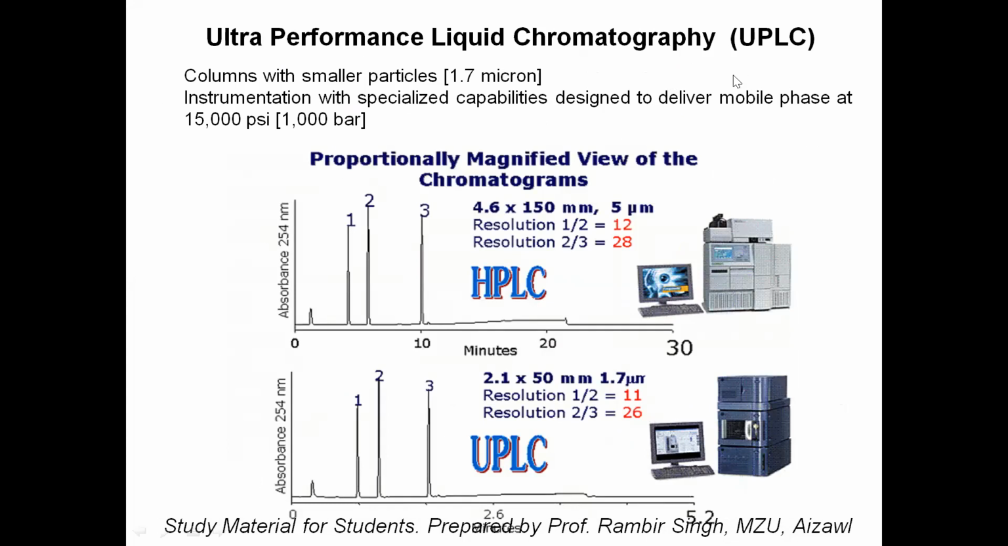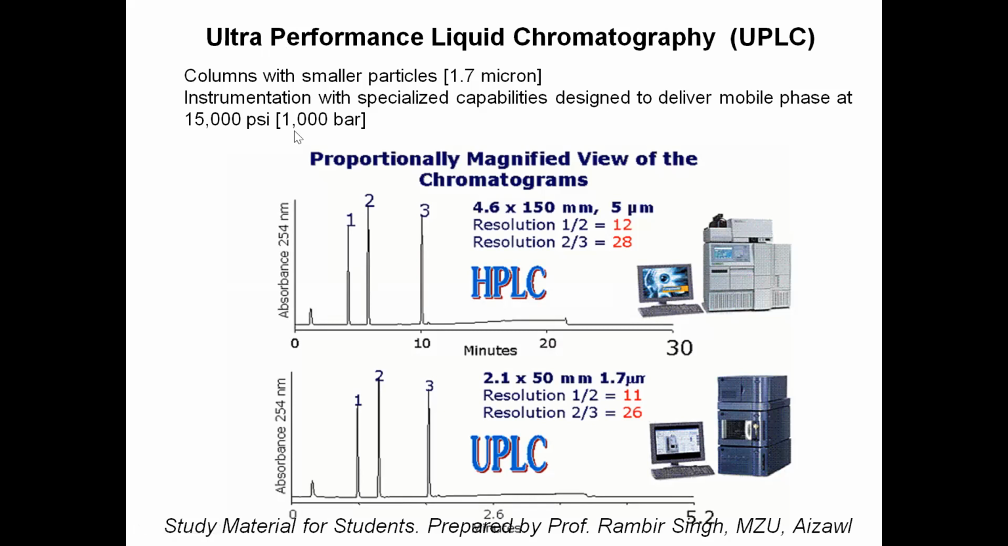Now, advanced to HPLC, we have another type of chromatography that is called UPLC. Can you read what is written here? It is ultra performance liquid chromatography. Ultra performance.